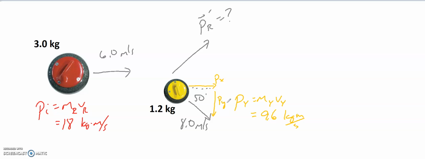So I'm just going to use my basic trig to figure out those components. I've got momentum for the yellow rock in the x, and I'm going to have momentum for the yellow rock in the y direction. I've got the 50 degrees, so I can use my cos and my sine in order to figure out what those 2 momentums would be.